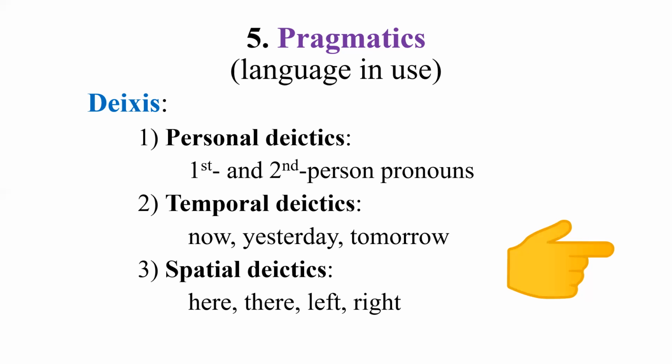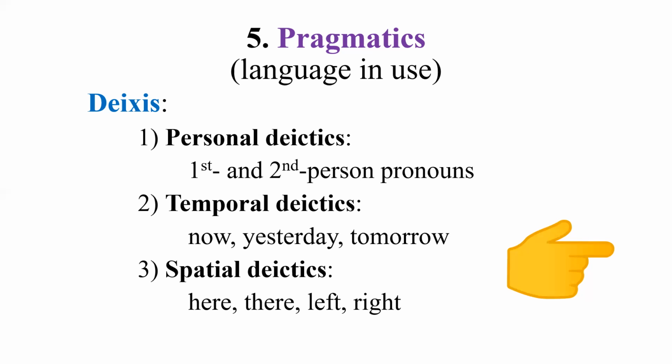Or we have temporal deictics. We refer to time: now, yesterday, tomorrow. Or spatial deictics. We say here, there, left, right, go straight. So these are spatial deictics. So personal, temporal, and spatial.